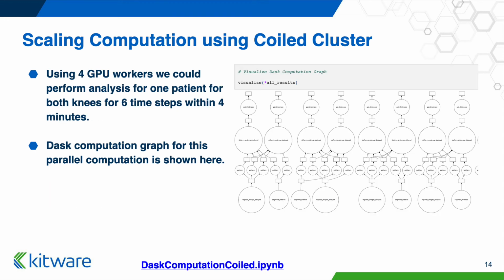In our testing, we made 4 GPU workers on AWS instances and performed this analysis for one patient for both left and right knees for 6 time steps. We could finish this computation within 4 minutes. The Dask computation graph for this parallel computation is also shown here. As can be seen, the computation for different time steps can be performed in parallel.